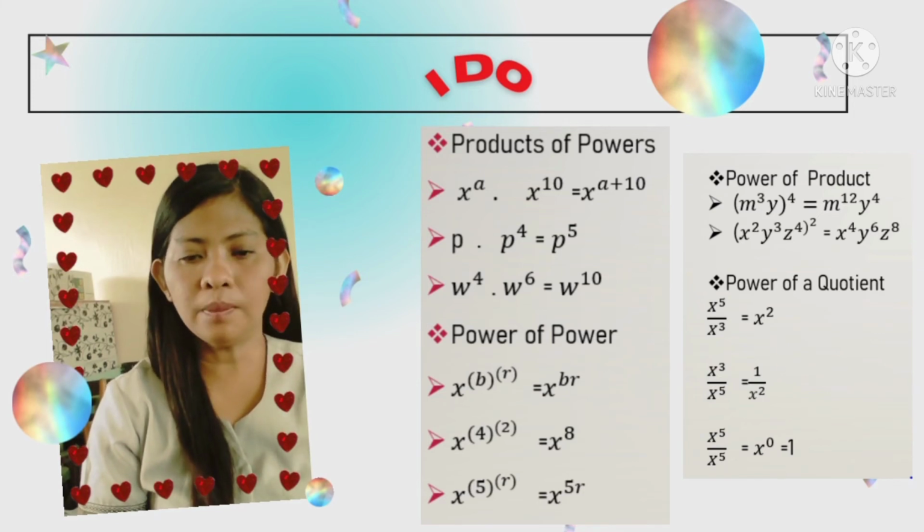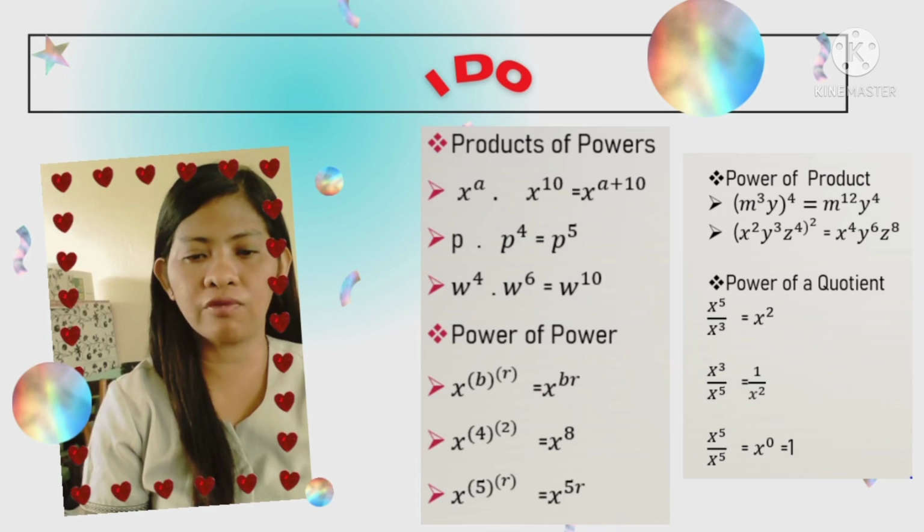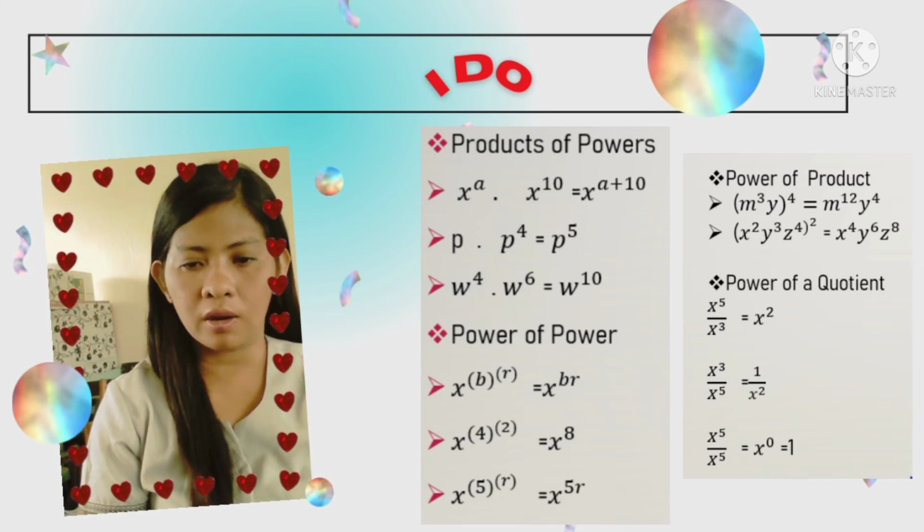Next problem, x raised to the 5th power raised to the r power. So your answer will be x raised to 5r. As you can see, there is no operation between 5 and r, so understand that the operation there is multiplication.